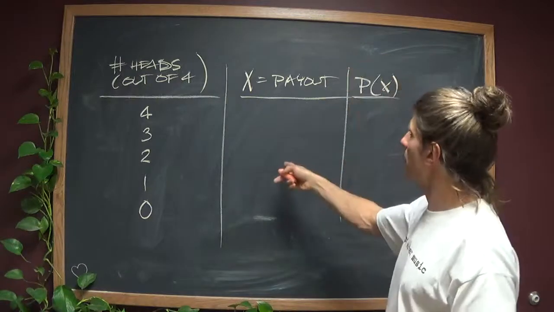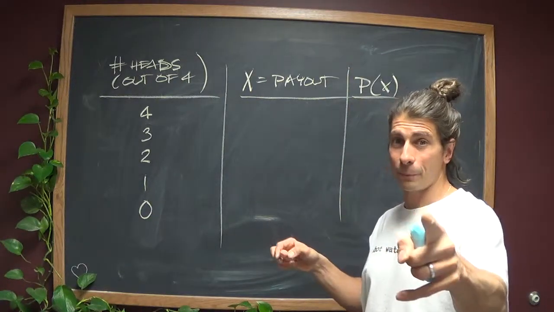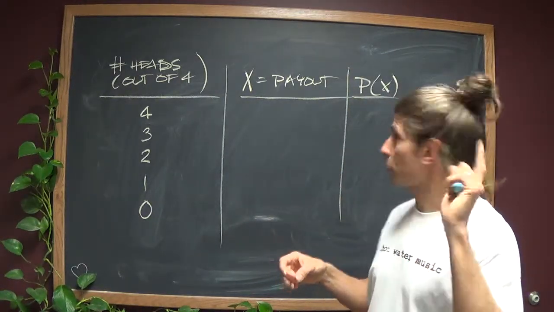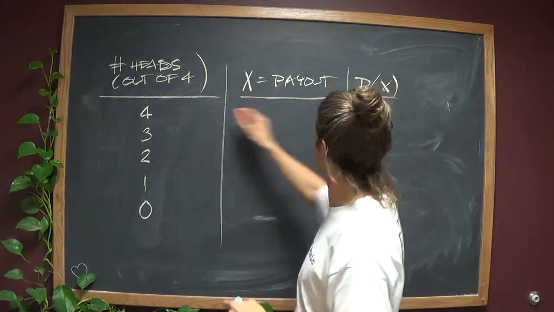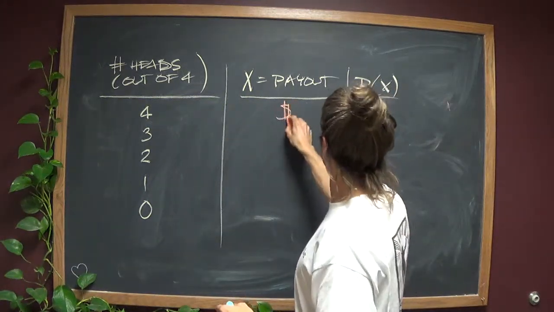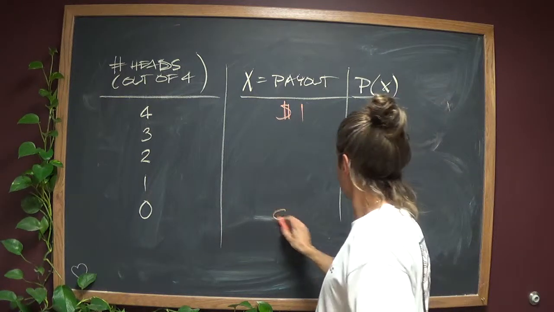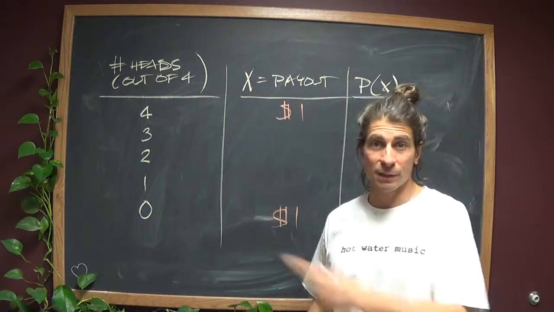So I'm going to make this be the distribution of your payouts, right? If you flip 4 heads or 4 tails, I'm going to give you $1. So 4 heads out of 4, you get positive $1. And 0 heads out of 4, you also get positive $1 because that would be 4 tails.